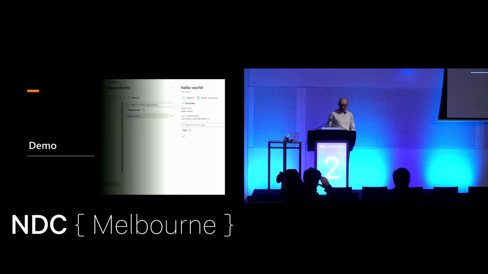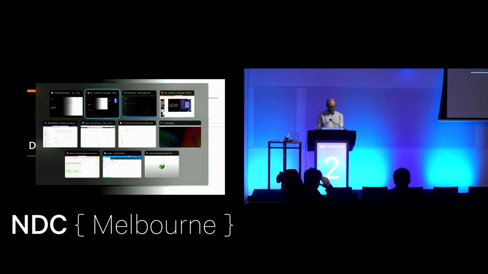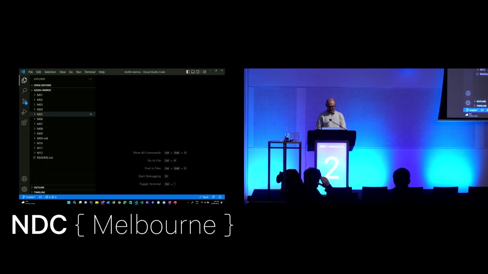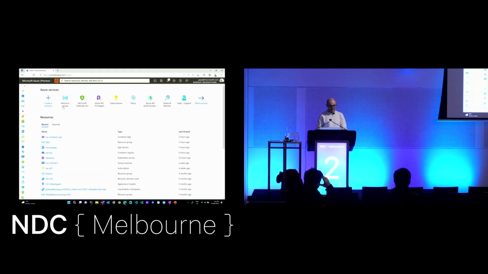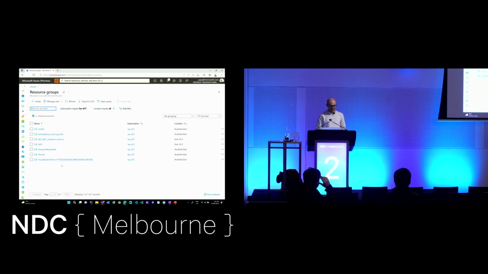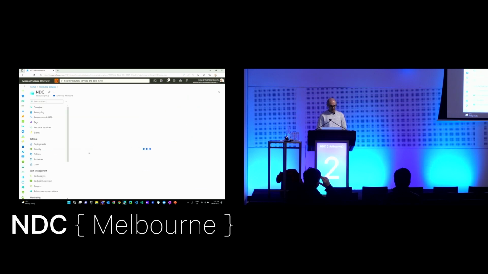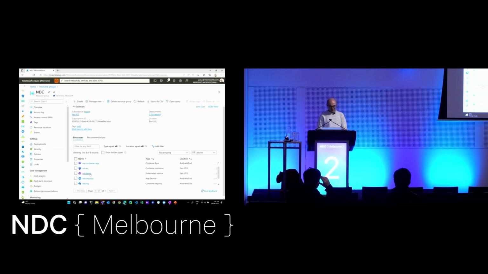Now, if you want to do a quick demo, and my talk is mostly about demos, all we need to do is come into our Azure portal. I've got the Azure portal running here, and I've already created a container registry within this NDC resource group, and we're going to push an image into this container registry.